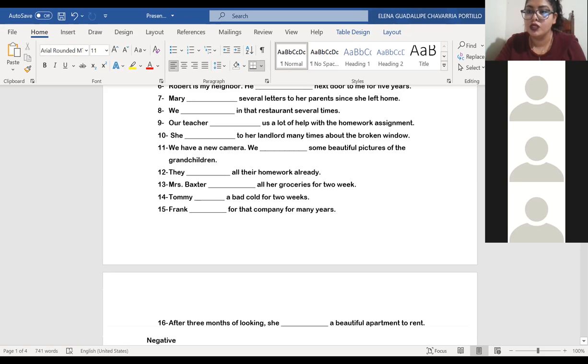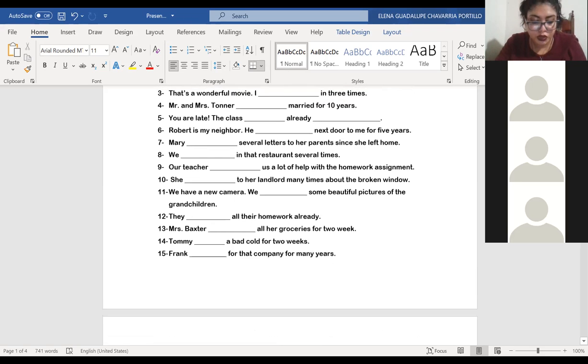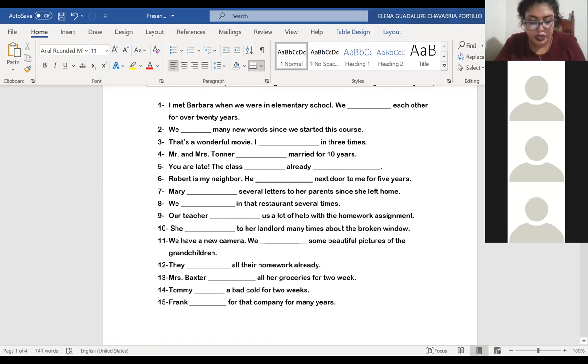Let's see the answers. We are going to use have or has, right? Because we are using the structure, and we need to use have. So let's see, in the first one, I meet Barbara. ¿Cómo vamos a poner nuestra respuesta? Acuérdense, have y el past participle.